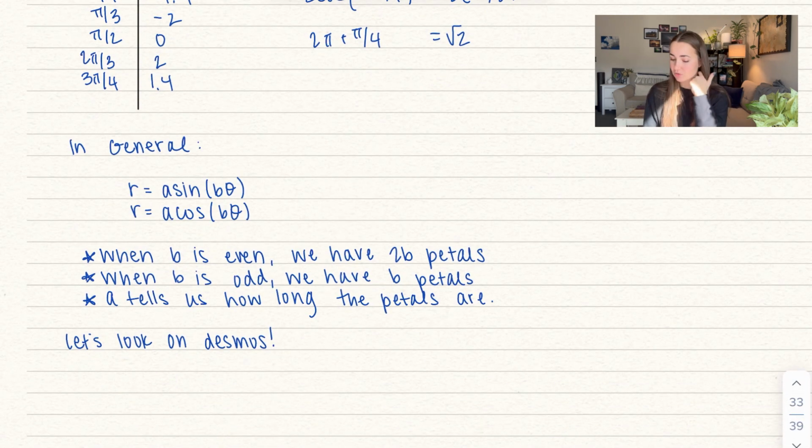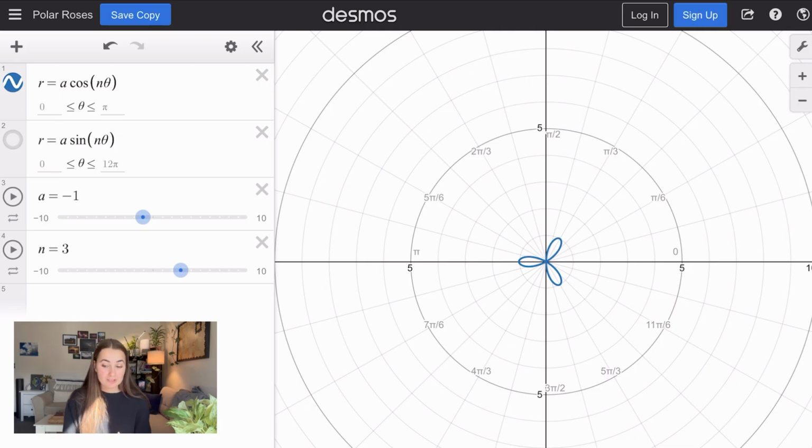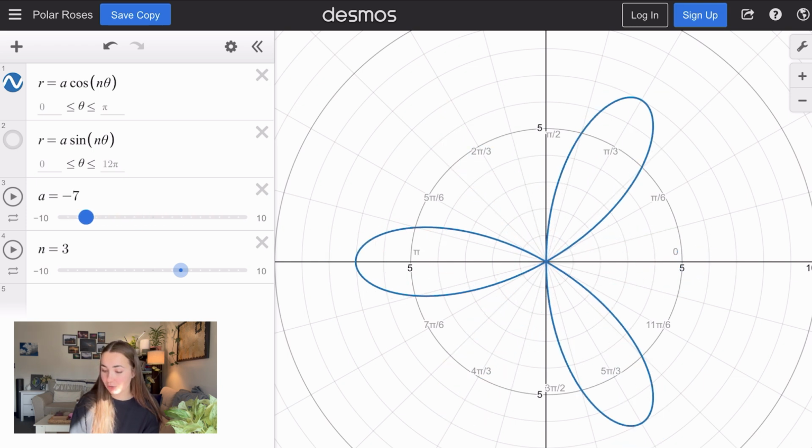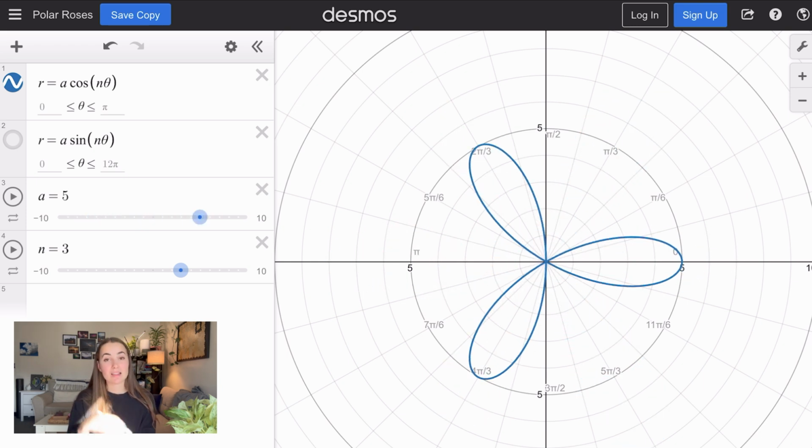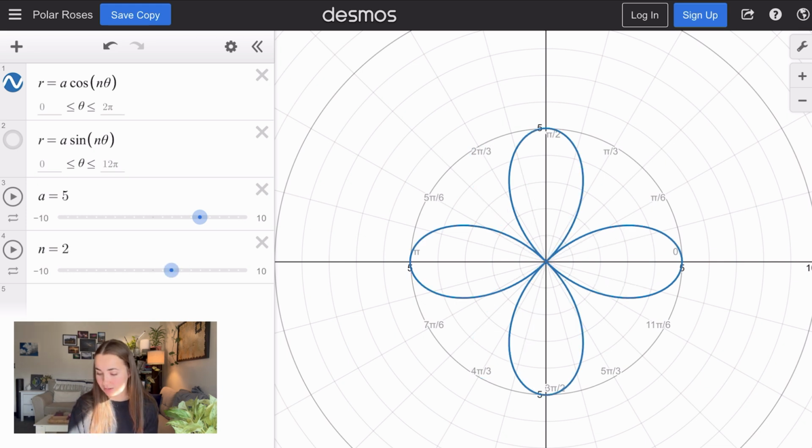Now, if you want to see some general shapes, you can always use Desmos. Desmos is wonderful. So you can search up polar roses on Desmos and it comes up with this thing. So first, what we have pictured is a cosine of n theta. So you can manipulate the a value, right? And that is going to extend the length of the roses. So here I'm going to go ahead and stay at 5. So we're going to have a length of 5. So here, our n value, that's going to be like our b, what we're multiplying by theta. So here we have n is equal to 3. So we have 3 petals. Now notice if I change that to 2, now we end up with 4 petals, right?